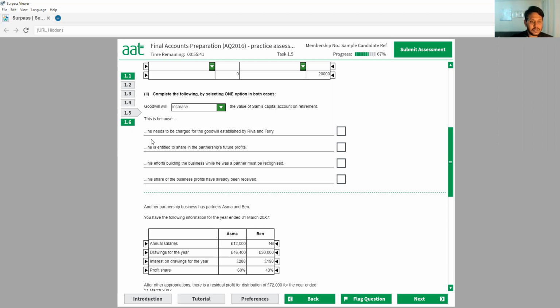This is because he needs to be charged the goodwill established by River Terry. No. He is entitled to share the partnership future profit. No. His effort building the business while he was partner must be recognized. Of course, this is the one. So before he retired, he will say, listen, I was working as a partner with you the last 5 years or 10 years. So the company has some value now. So how much money I have invested, I'm not going to take only that. I will take part of the current value because of the goodwill.